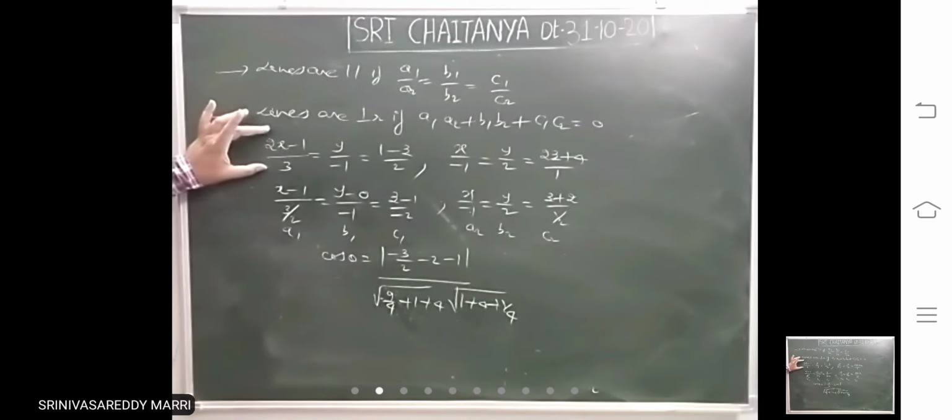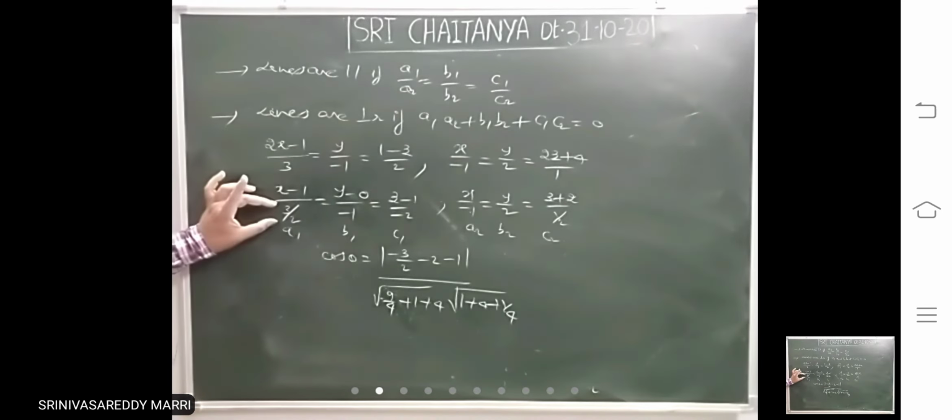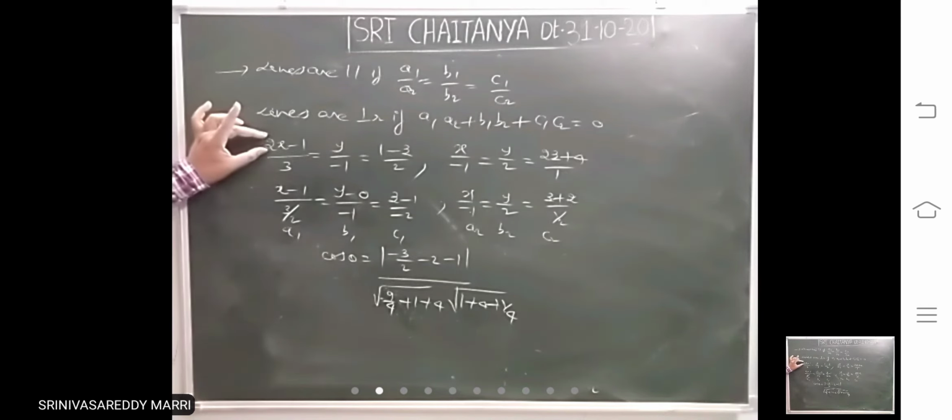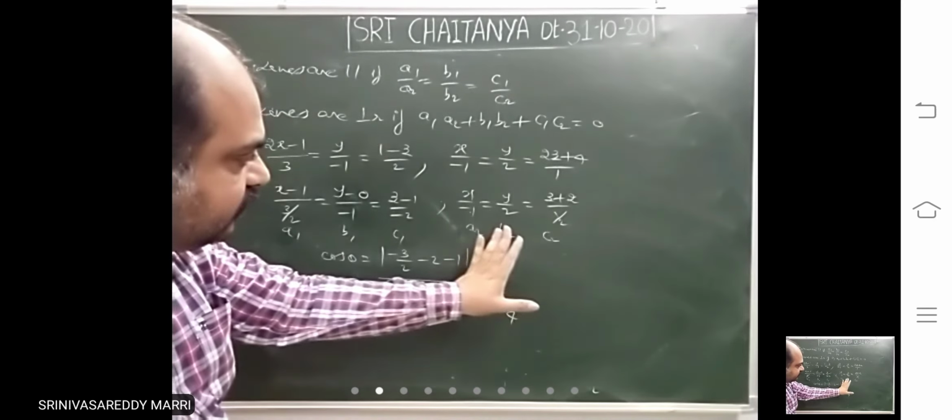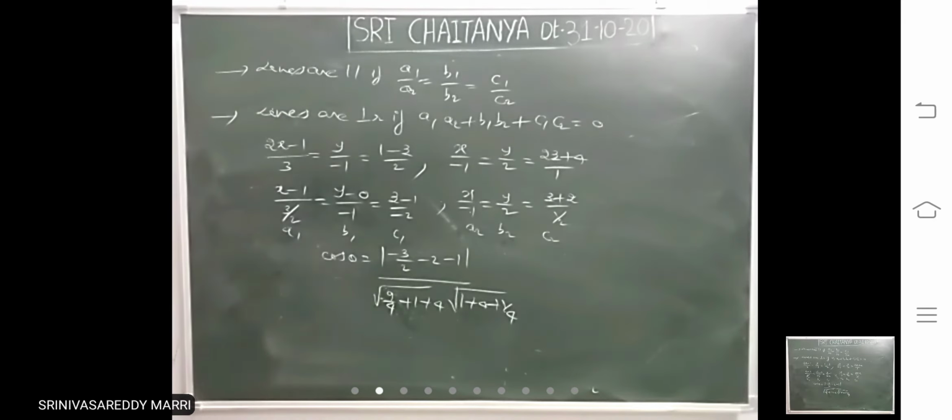Just simple. If the lines are given, convert into standard form. The x coefficient must always be 1. If anything is there, with 2, divide both numerator and denominator. Convert into standard form a1, b1, c1, a2, b2, c2, and then cos theta. Right? Suppose, take one example.